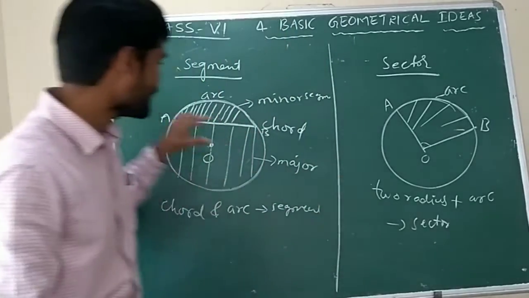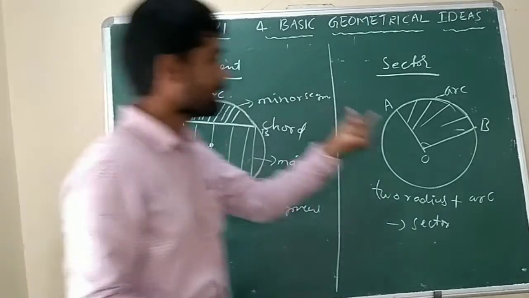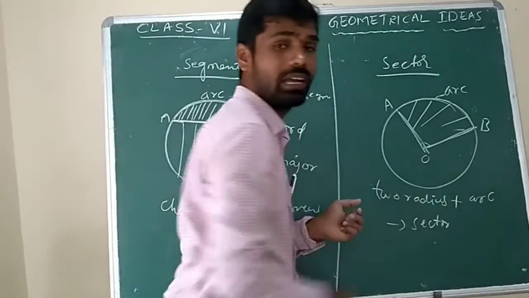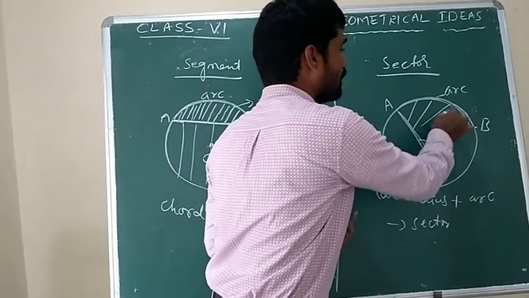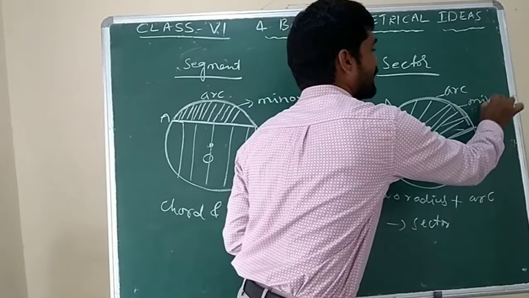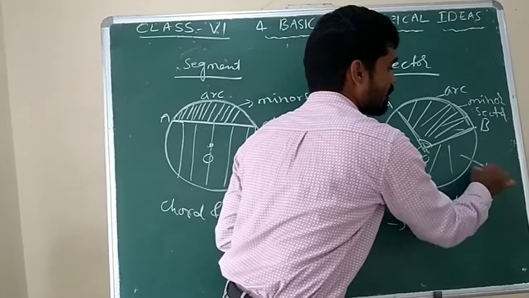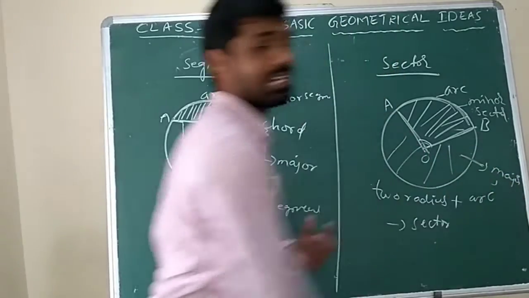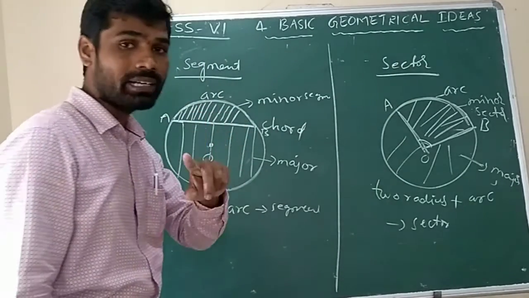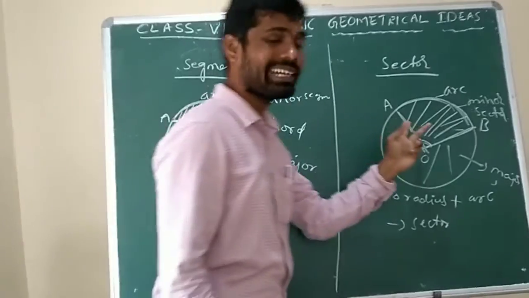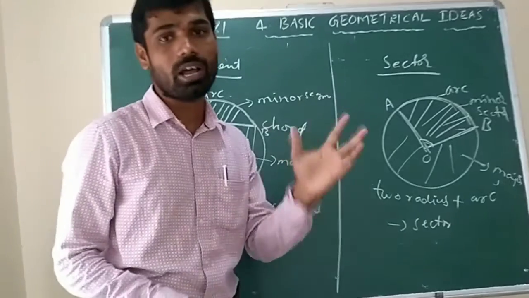So what do we understand here? The area enclosed by a chord and an arc is called a segment. Between two radii and an arc, it is called a sector, which has the angle. If it is a smaller portion, it is called a minor sector, and if it is a larger portion, it is called a major sector. I hope you understand what a segment is and what a sector is. Segment means one chord and an arc, and sector means two radii and one arc. So this is about segment and sector, and overall about the circle.